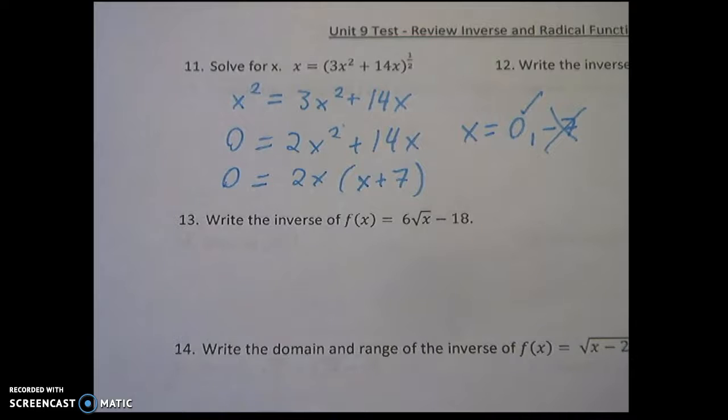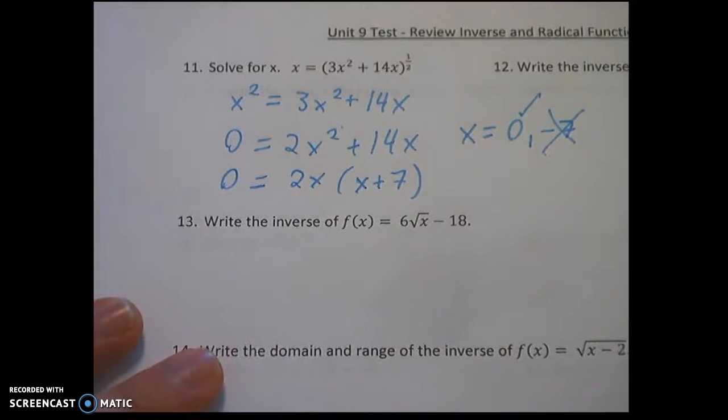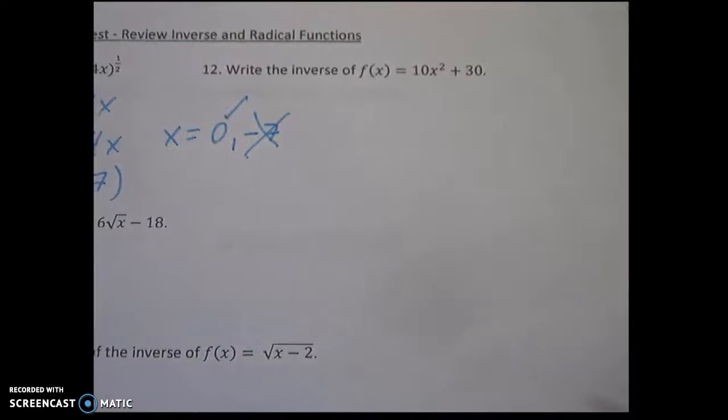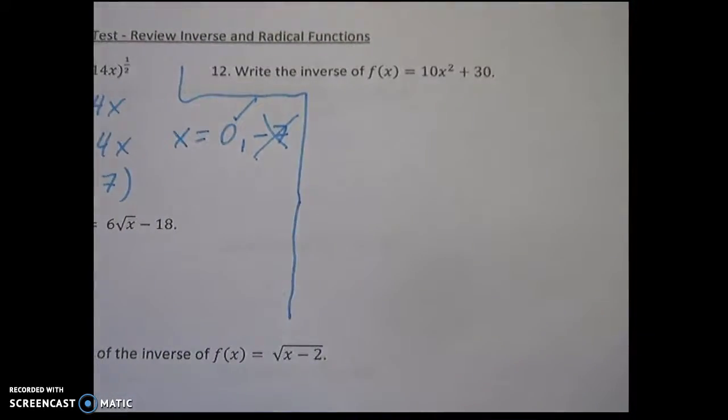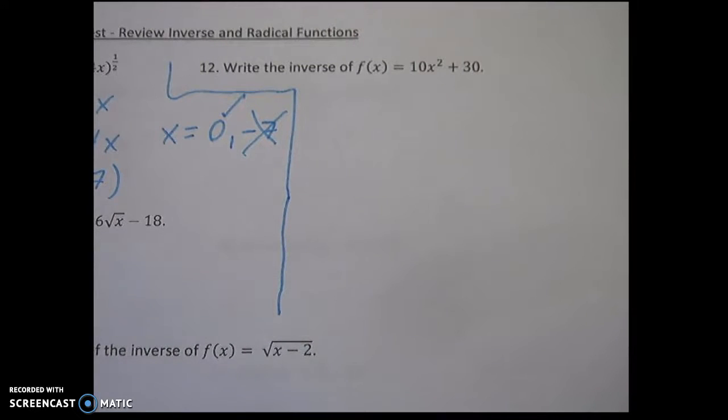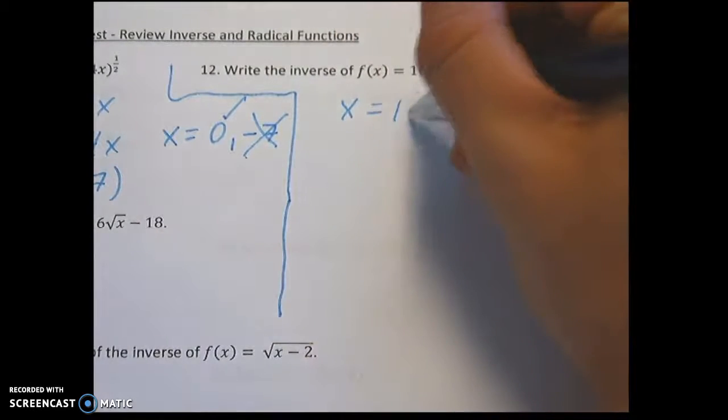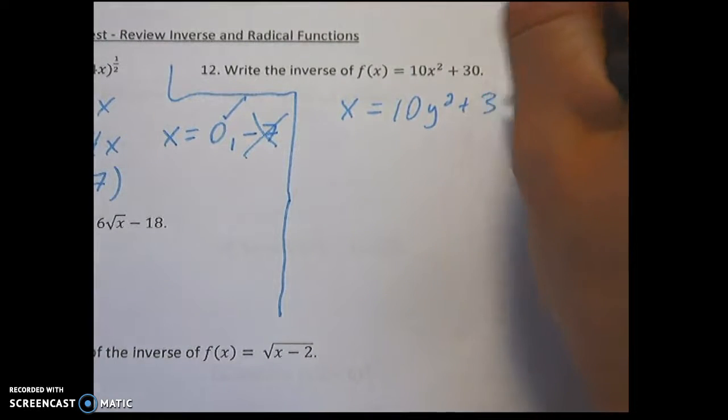All right, I said I'd also do number 12, and of course I didn't leave myself any room to do that. But, hey look, now I've got room. Write the inverse of the function f of x equals 10x squared plus 30. Remember, to find the inverse, you just flip the x's and the y's. So that's the first step. x equals 10y squared plus 30.